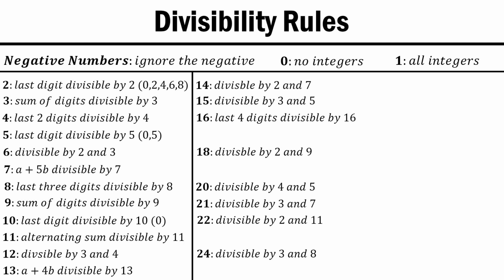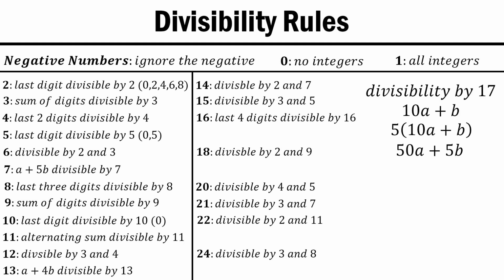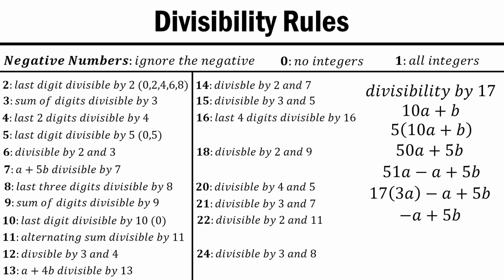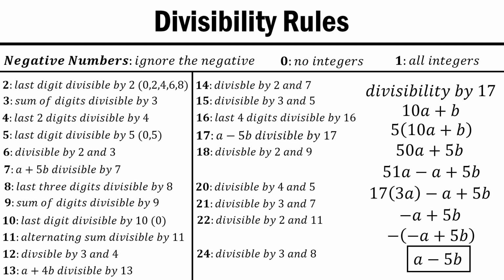For our next 3 numbers, we're going to have 3 very similar rules, so let's go through them quickly. For 17, we multiply 10a plus b by 5 to get 50a plus 5b. We turn 50a into 51a minus a, and then since 17 times 3 is equal to 51, we only have to check negative a plus 5b. Since a is potentially a really big number, we really don't want to make it negative, so we use our negative number rule from before to multiply this expression by negative 1 and get a minus 5b.